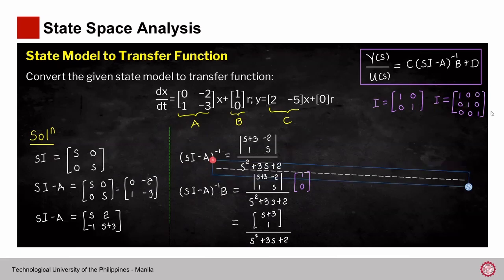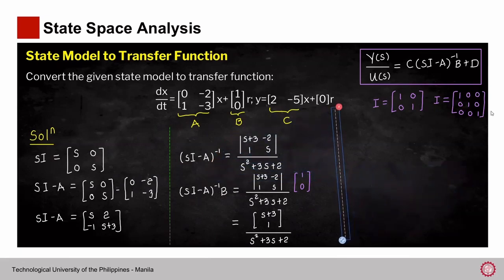You just need to multiply the whole thing by C. So what is our C? We will do the rest of the operation. So we have C multiplied by the result we got earlier, which is SI minus A inverse multiplied by B. So the matrix we got earlier is this one.